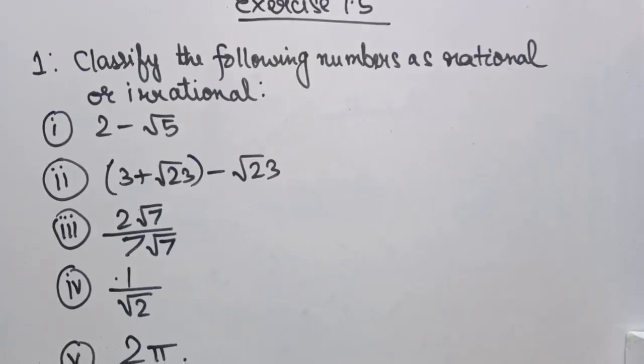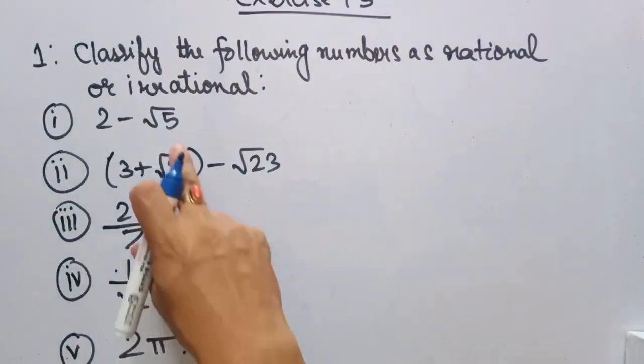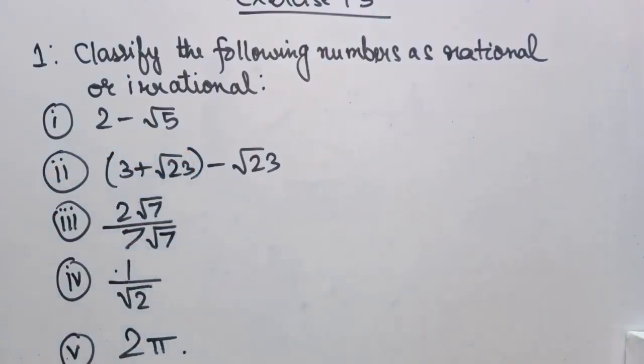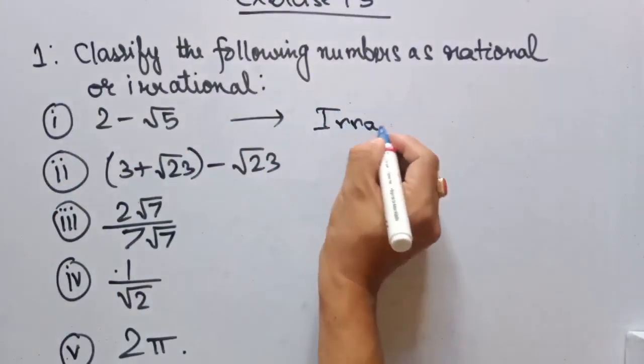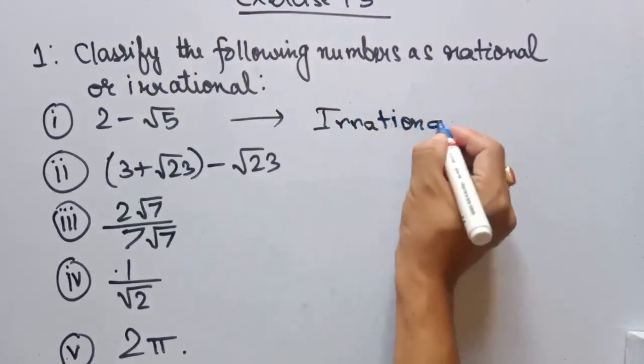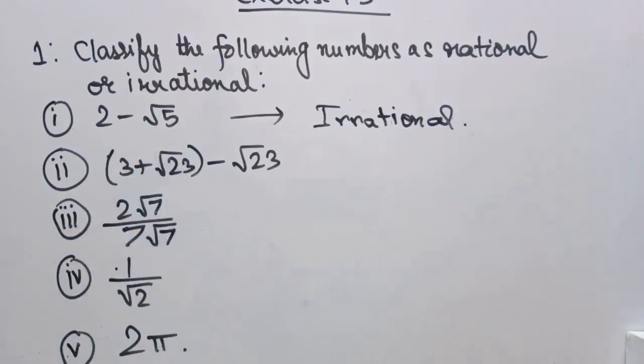Exercise 1.5, question number 1, classify the following numbers as rational or irrational numbers. So here you are to identify the given number as either a rational or irrational number. Roman number 1, 2 minus root 5. Here 2 is a rational number and root 5 is an irrational number. So this will be an irrational number. Subtracting an irrational number from a rational number, we will get an irrational number.